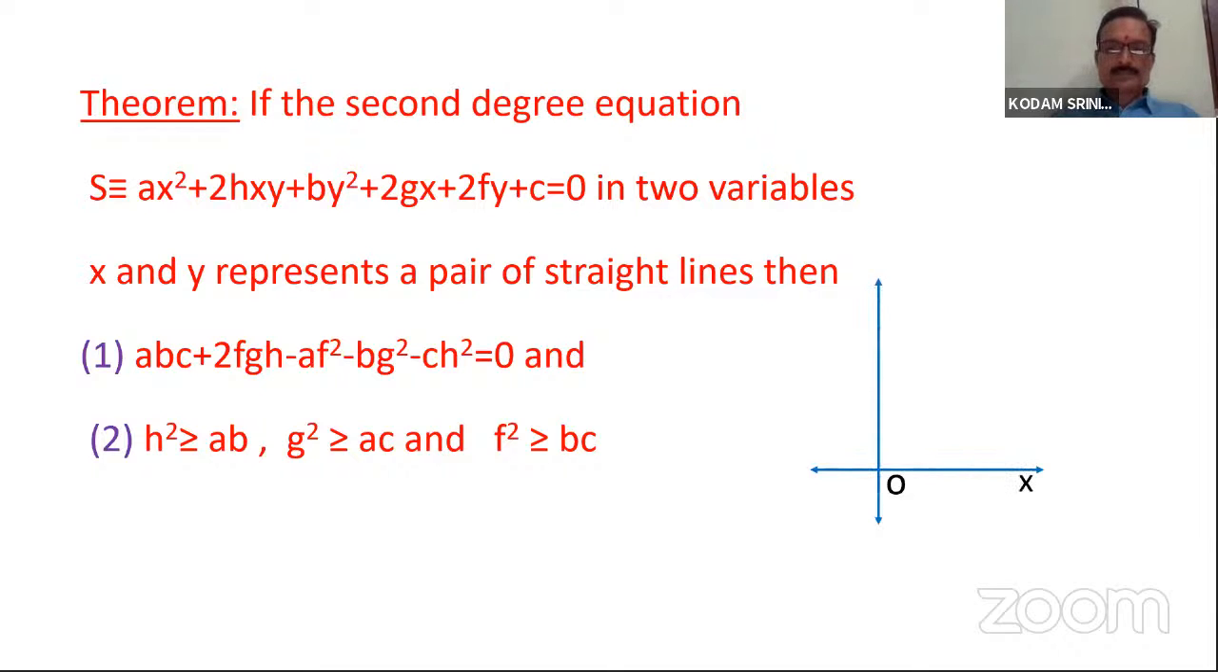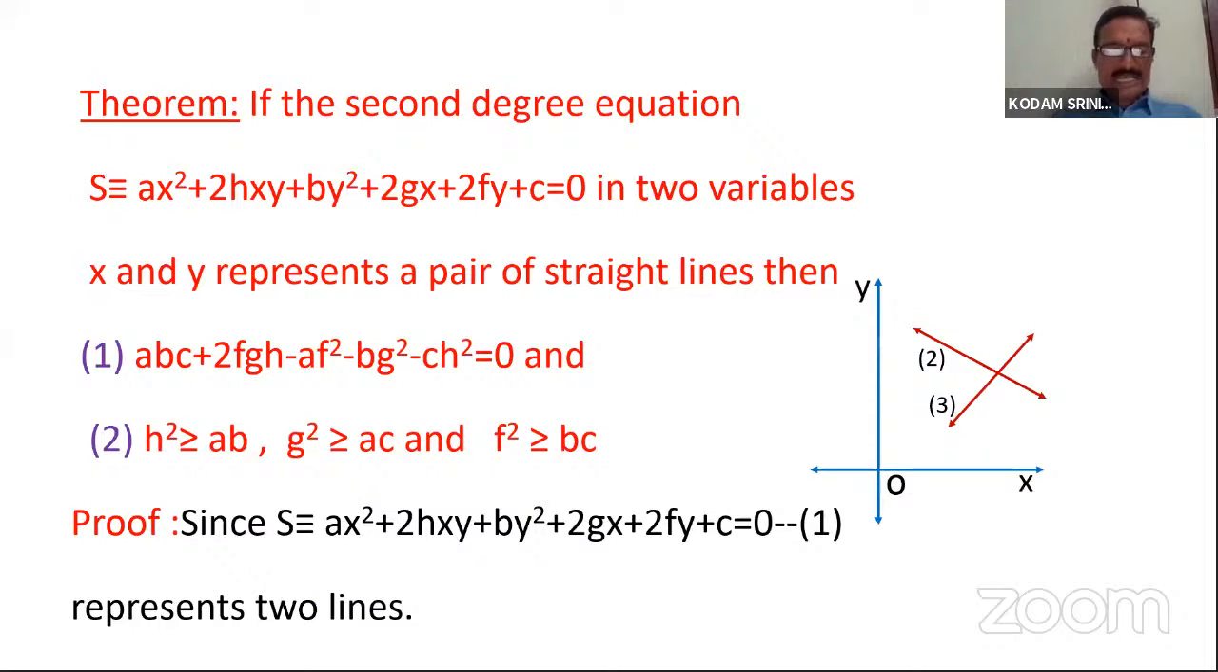Now here we have to prove that for the given equation S equal to 0 to represent a pair of straight lines, two conditions must hold. First one is abc plus 2fgh minus af square minus bg square minus ch square equal to 0, and the second condition is h square greater than or equal to ab, g square greater than or equal to ac, and f square greater than or equal to bc.